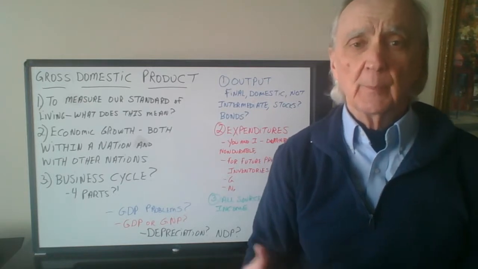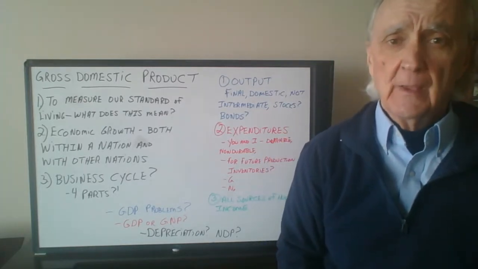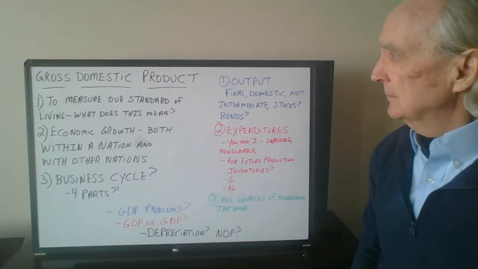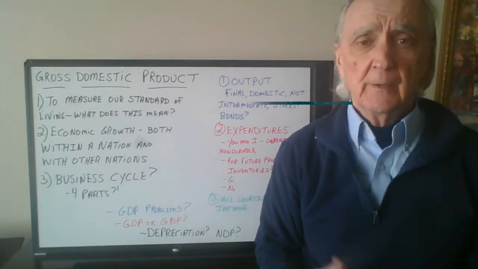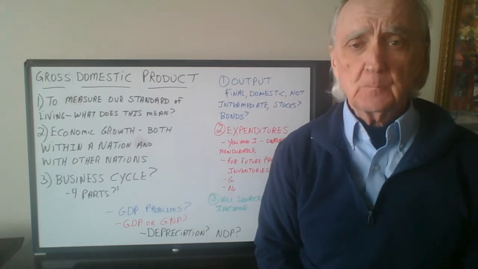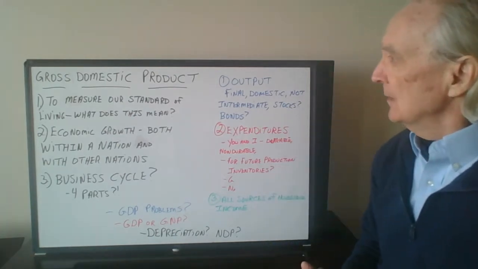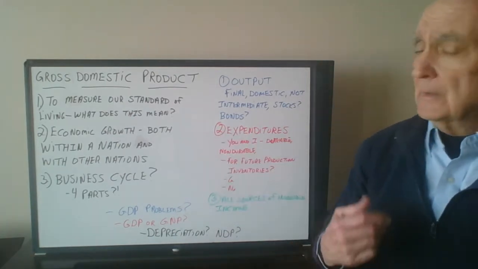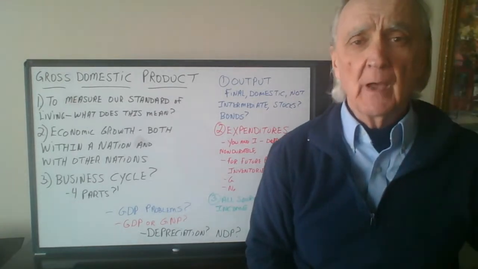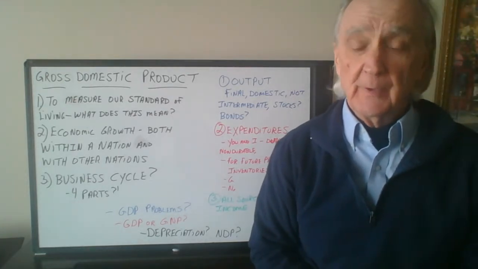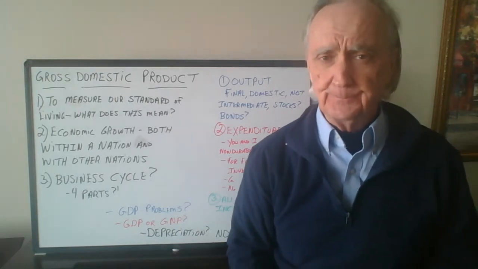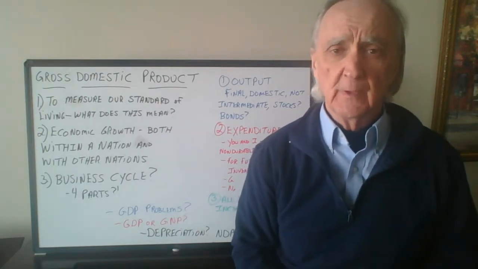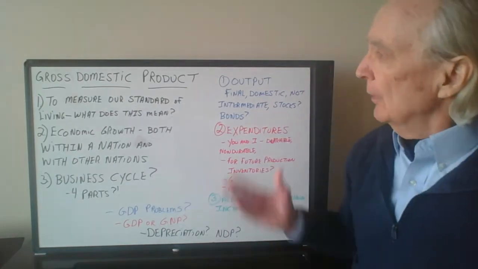Okay, so again, there'll be 5 questions, and basically we're going to recap what they're about. Here it goes. First one has to do with gross domestic product. The big 3, remember, in macroeconomics: gross domestic product, unemployment, and inflation. So the first, gross domestic product.